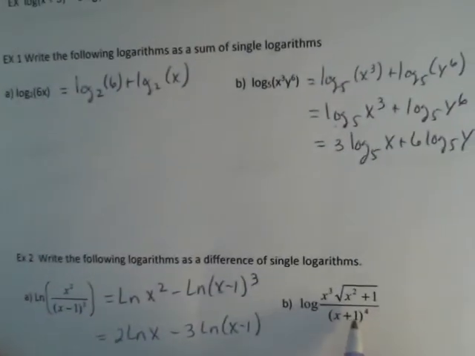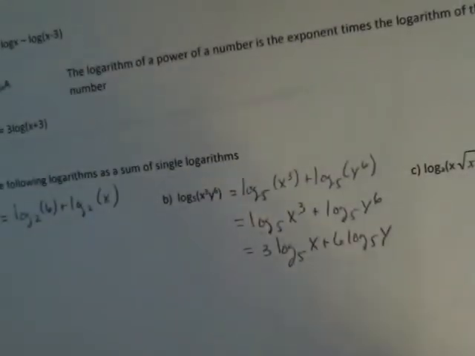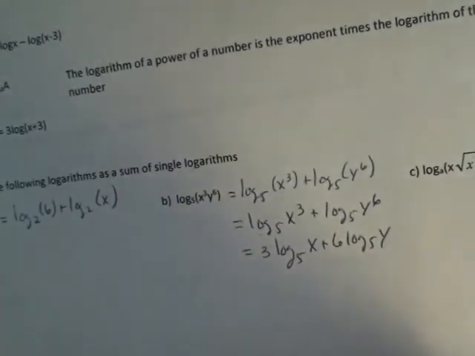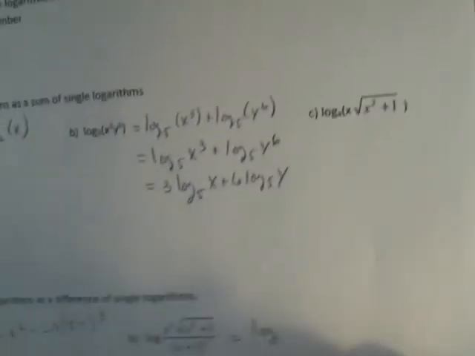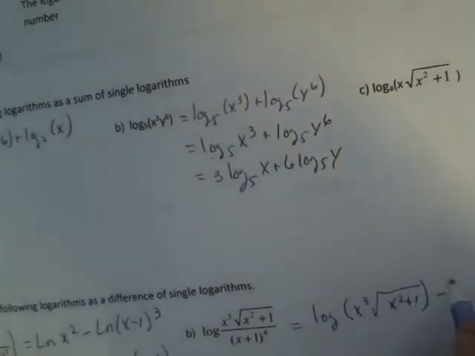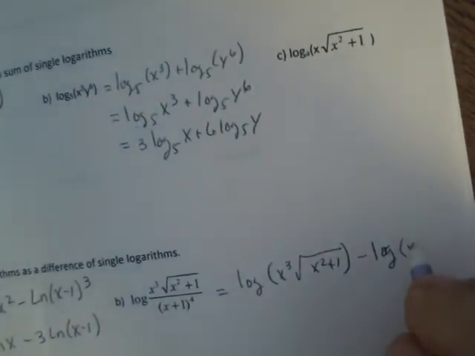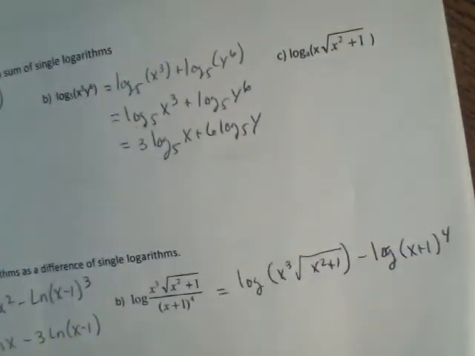Part B, a little more difficult because see what we have here in the numerator, we have a product and we also have a square root. So this one's going to be a little more involved, but always apply law 2 first when given the choice. So this is going to be the log of the numerator minus the log of the denominator.